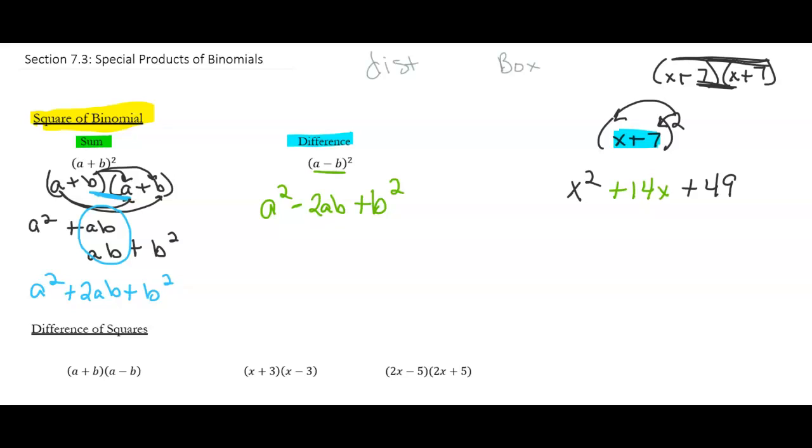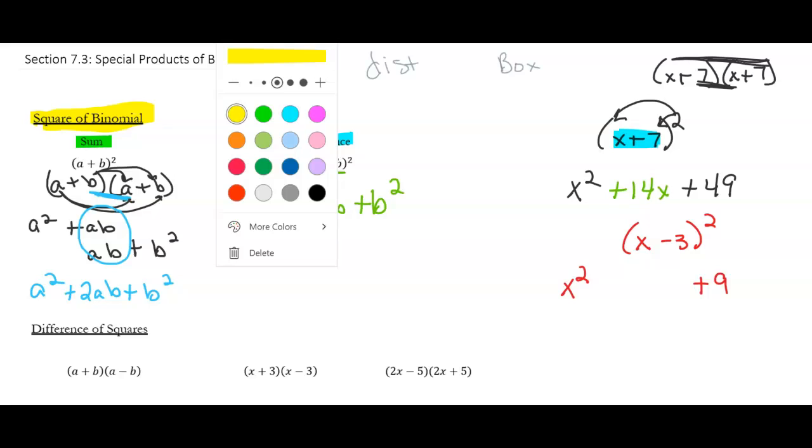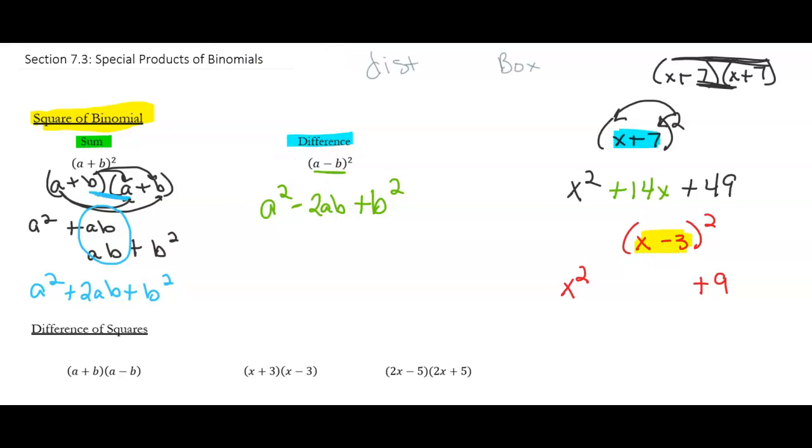All right, let's use that rule underneath for one more. Let's try one over here. So let's do x minus 3 squared. I know I'm going to have an x squared. I know I'm going to have a positive 9 because negative 3 times negative 3 is positive 9. Now what I need to do is multiply these two. So negative 3 times x is a negative 3x. And then I double it, and negative 3x times 2 is a negative 6x. And so that's how you do that problem.